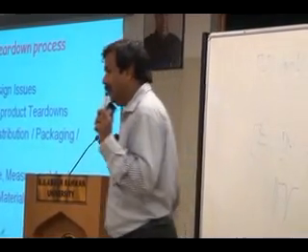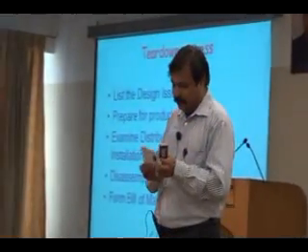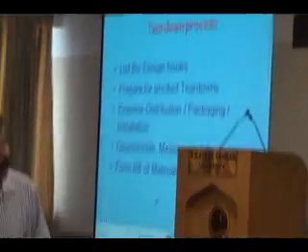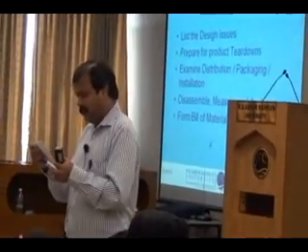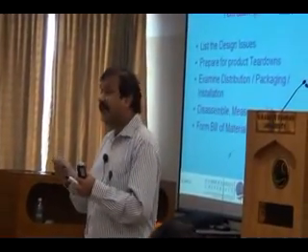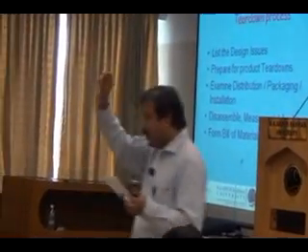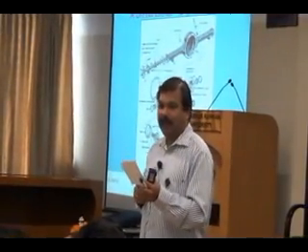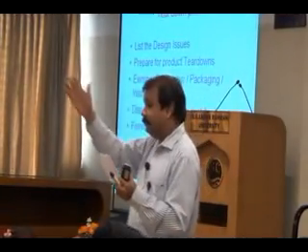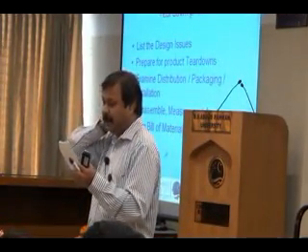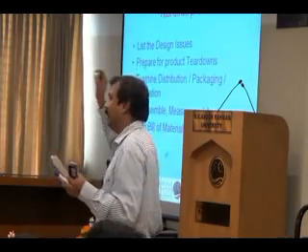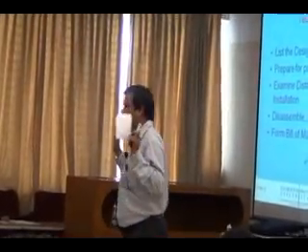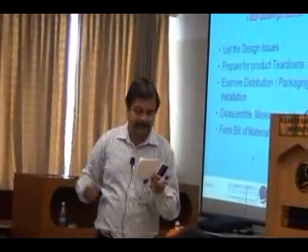Roll numbers ending with 0 and 6. The product assigned for you is an electric tester, a handheld electric tester. Roll numbers ending with 0 and 6. A handheld electric tester. I have seen to it that it doesn't have more than 10-12 parts, so that you can do the analysis easily.